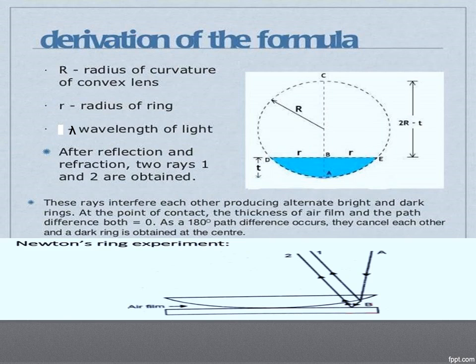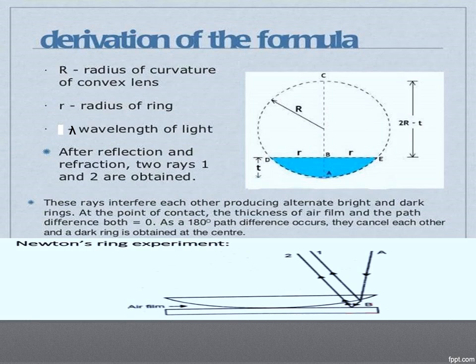Now you see there is a formation of an air film of thickness t, taken from point A to point B. After reflection and refraction, two rays 1 and 2 are obtained, as you can see in the diagram. These rays interfere with each other, producing alternate bright and dark rings. At the point of contact, the thickness of the air film and the path difference both equal 0.